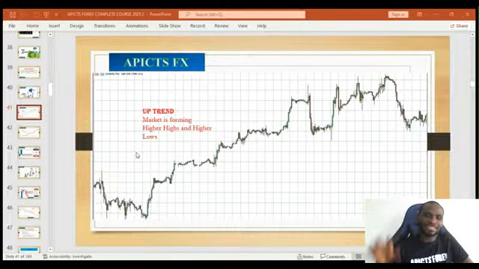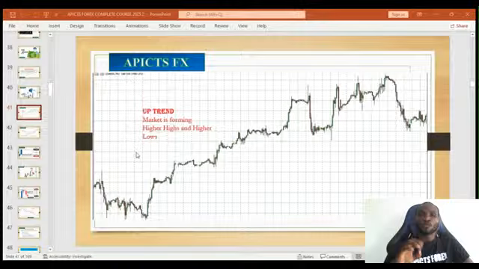So back to what I was saying. The market basically has three different kinds of market structures that we have. I'm going to add a fourth one later, but let's just stay with that now. So you have the uptrend, you have the downtrend, and you have the ranging market. The market is either in an uptrend, in a downtrend, or a ranging market.